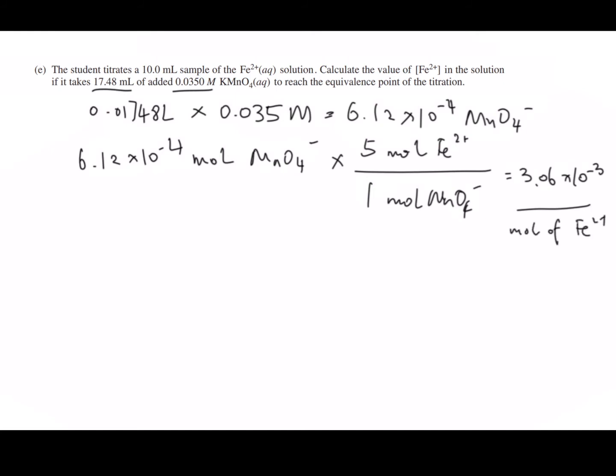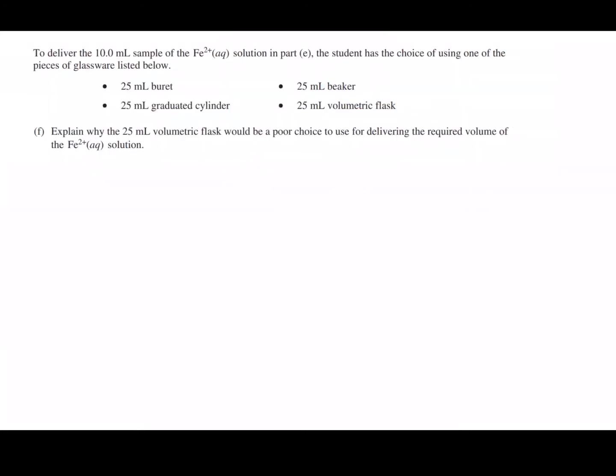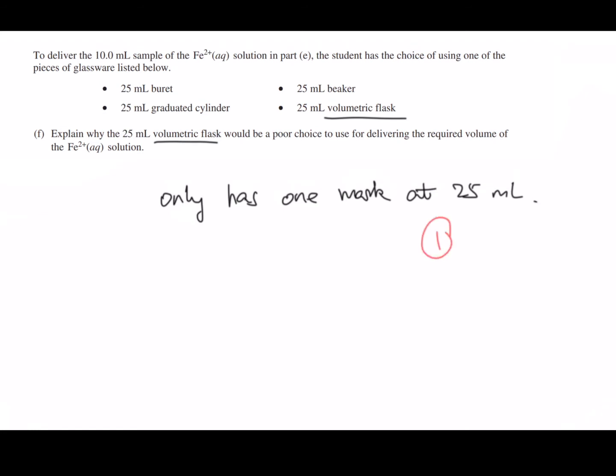After we get the number of moles of Fe2+, we divide that by the sample volume to get the molarity of the sample solution. And you will receive 1 point for the moles of Fe2+ and 1 point for the correct concentration of Fe2+. The 25 milliliter volumetric flask only has 1 mark at 25 milliliters. And you will receive 1 point for the correct explanation.